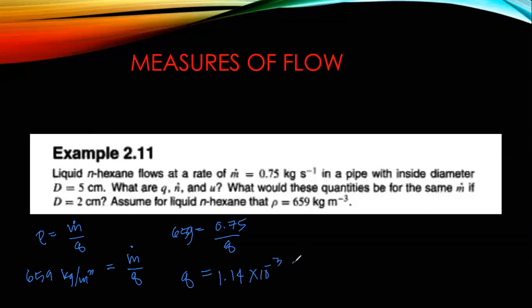This is in cubic meter per second, because our 0.75 is kilogram per second and the 659 is kilogram per cubic meter, so the kilogram cancels out. That's why Q is in cubic meter per second. Any question regarding the calculation of the volumetric flow rate from mass flow rate? That's basic. Next is n dot. So let's first calculate the molar mass of hexane.